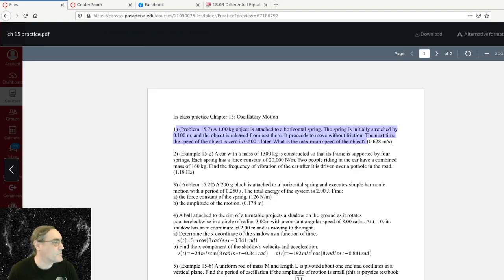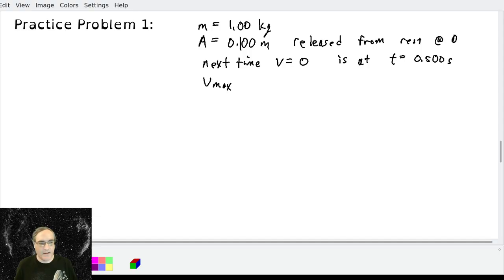At t equals 0. It proceeds to move without friction, so it's the type of oscillator we've been talking about. The next time the speed of the object is 0 is half a second later. So next time v equals 0 is at t equals 0.500 seconds. We are trying to find Vmax. What is the maximum speed of the object? Yes, the answer is right there, but we're going to figure it out for ourselves.